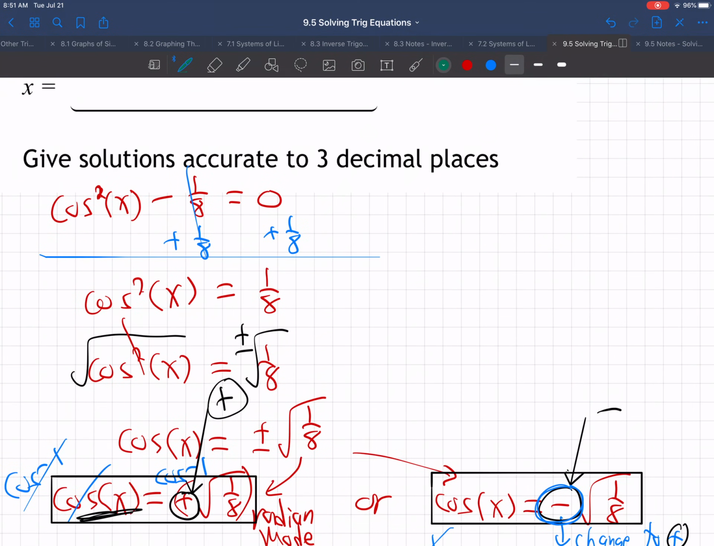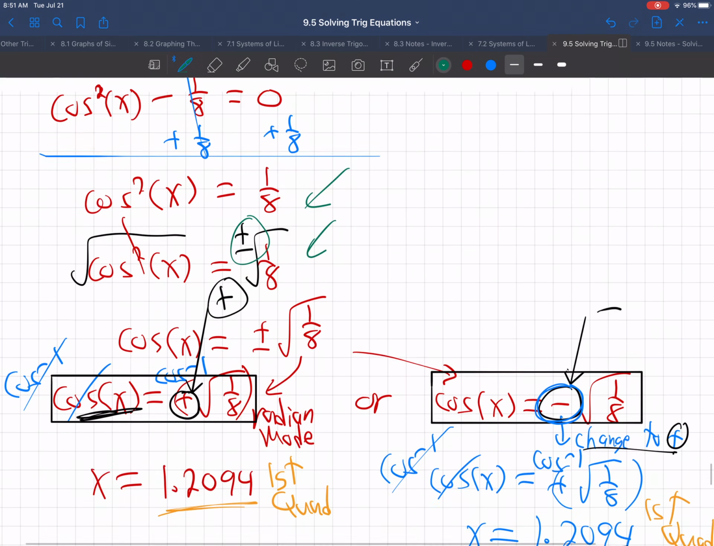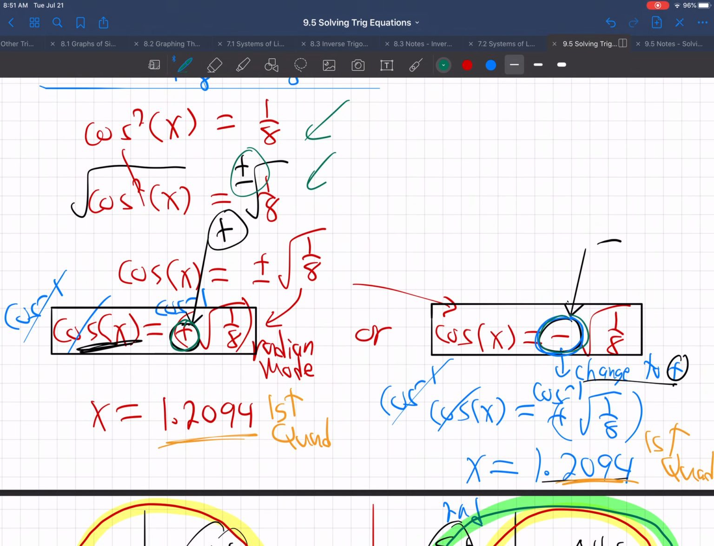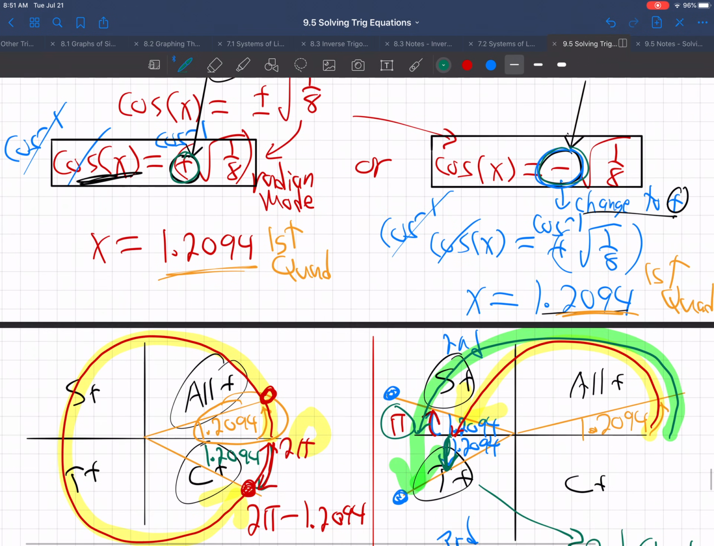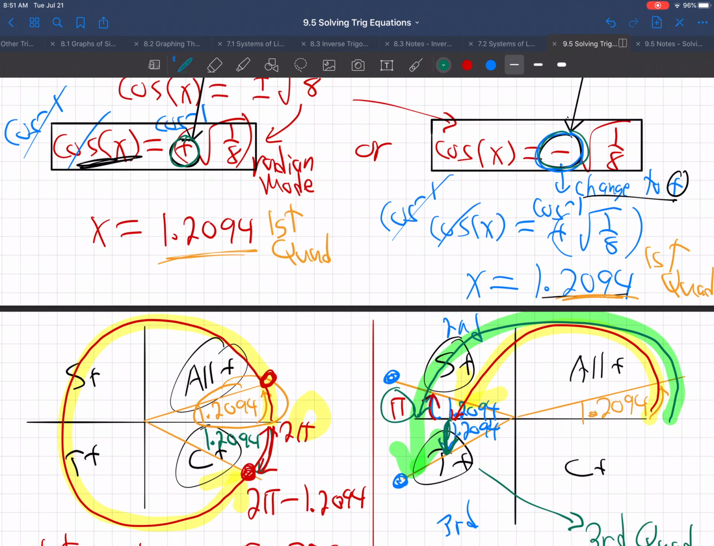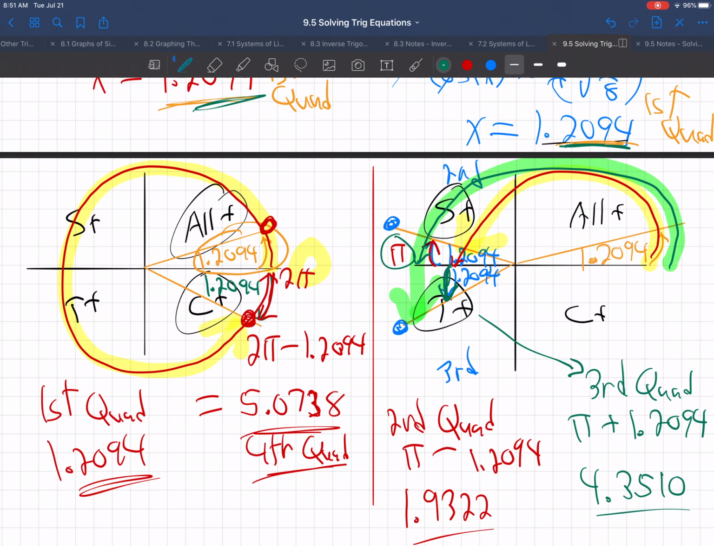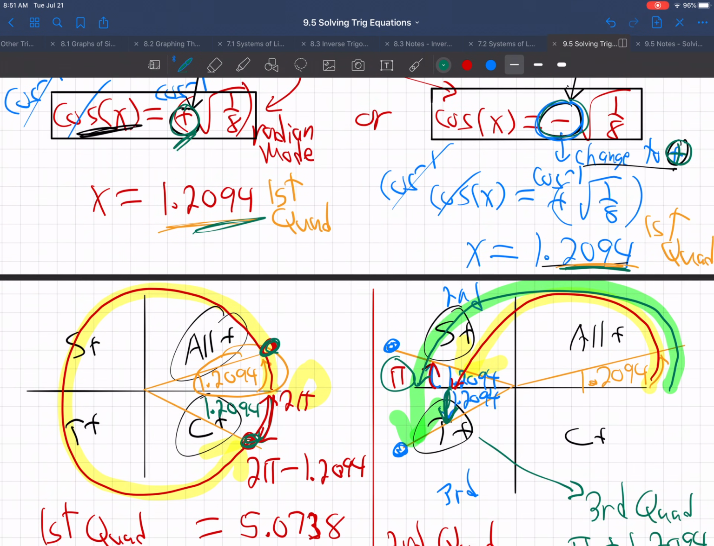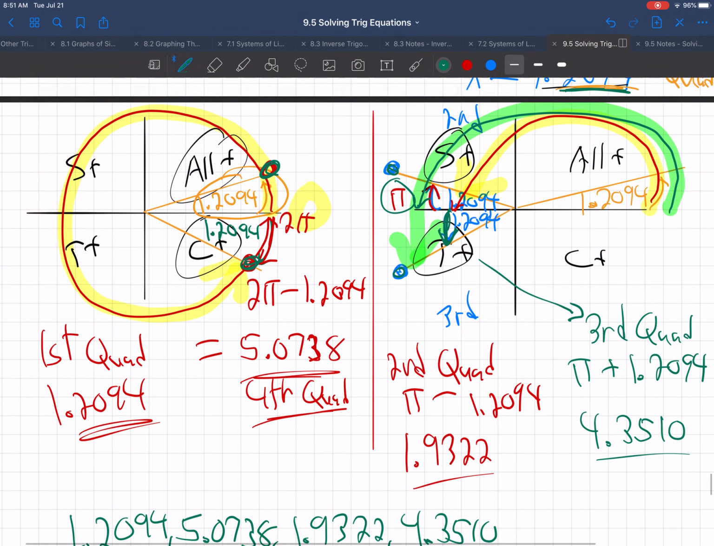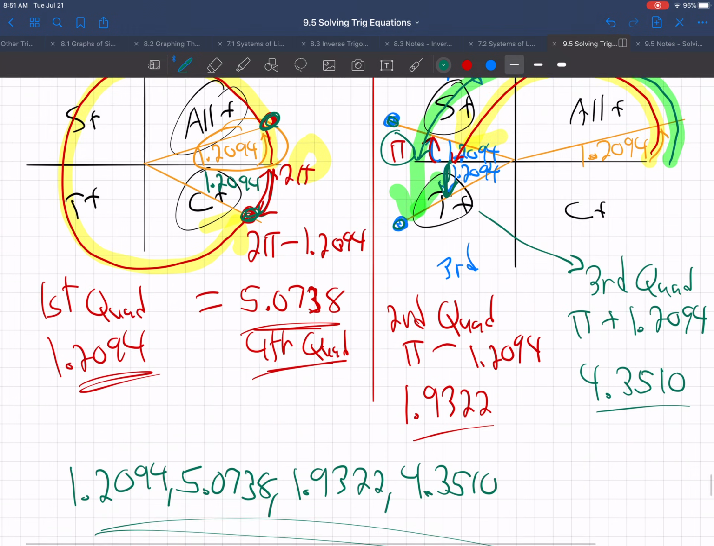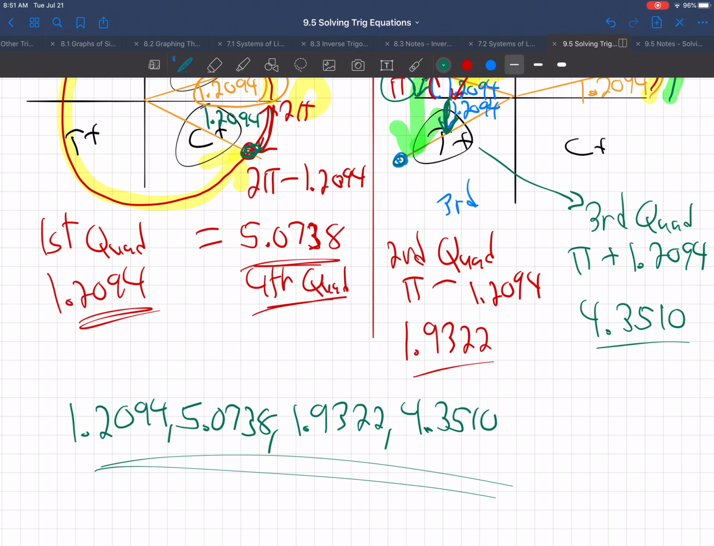So it was all about getting the cosine alone right here, and then square rooting both sides. Don't forget the plus or minus. That gave us the two options, the plus and the minus, and each of those led to two answers, right? We changed to plus to get the first quadrant version, and then we realized, okay, what are the two places where cosine is positive? First and fourth, right? Because this was the cosine positive side. And then what are the two places where cosine is negative? Second and third. We found the answers using the 1.2094 in each of those quadrants. So there's the four different quadrant answers.